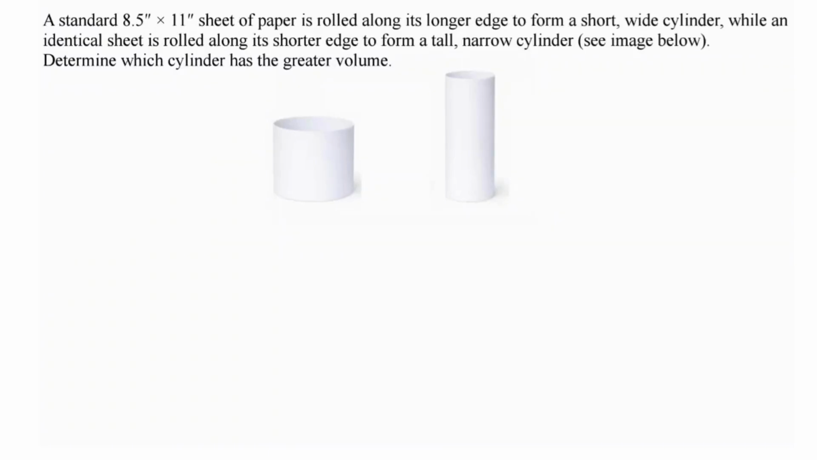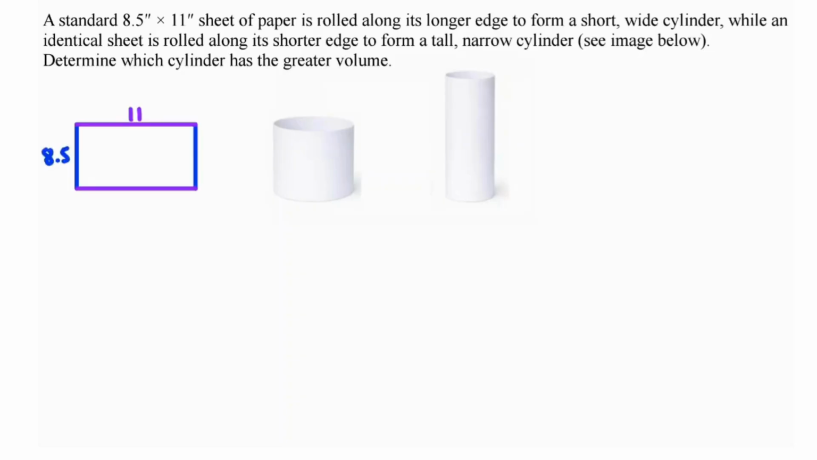Today's video: a standard 8.5 inch by 11 inch sheet of paper is rolled along its longer edge to form a short, wide cylinder, while an identical sheet is rolled along its shorter edge to form a tall, narrow cylinder. See image below. Determine which cylinder has the greater volume. So here's an image of the cylinders. So how are these cylinders formed?